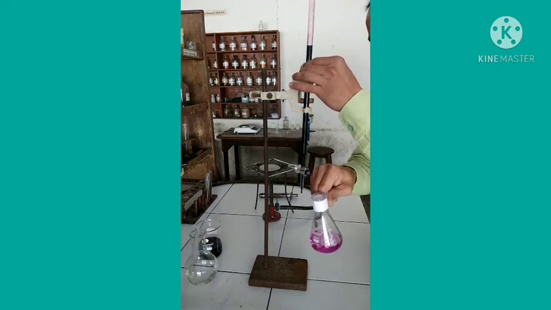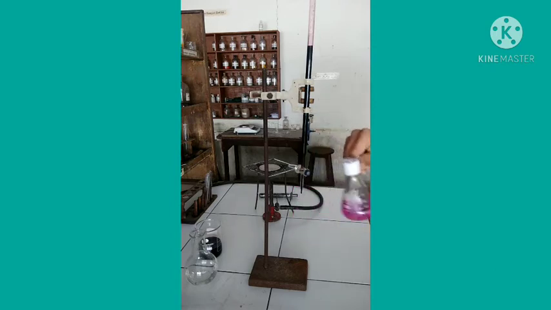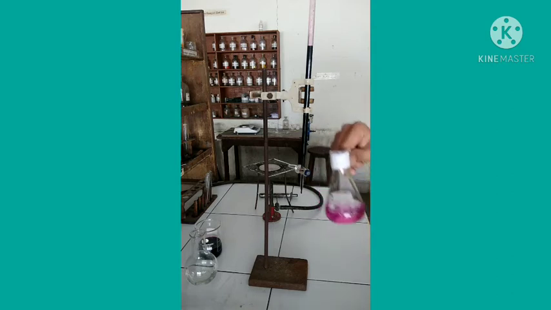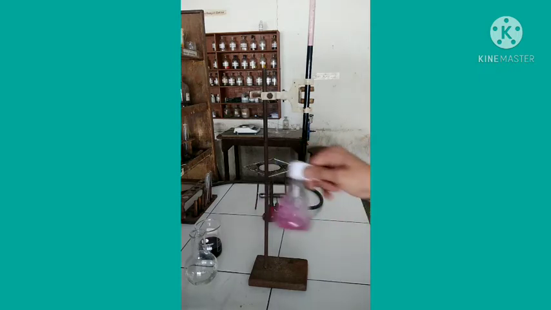Right now my reading is 9.5. Reading is 9.5, means between 9 and 10. I can say my pilot reading is between 9 to 10 ml. Now I will take 3 more readings and then I will take the mean of them, and then that mean I will use for calculations.